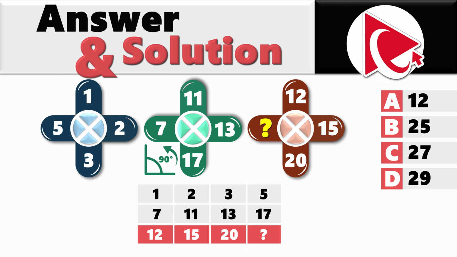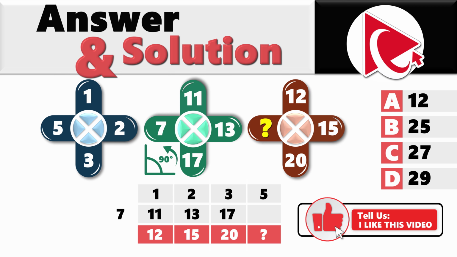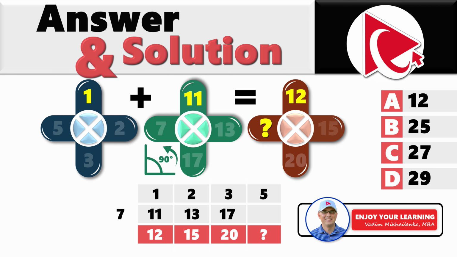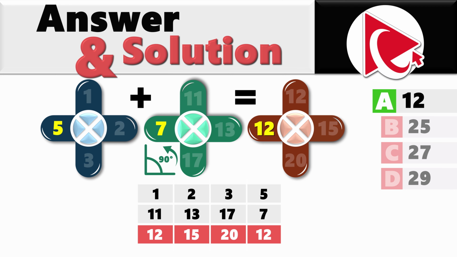If we just put numbers from the same position, the logic doesn't make sense. But as soon as we shift the second row to the left, you see that the math now makes total sense. For example, 1 plus 11 equals 12, 2 plus 13 equals 15, 3 plus 17 equals 20, which means that 5 plus 7 equals 12. So the correct answer here is choice A, 12.